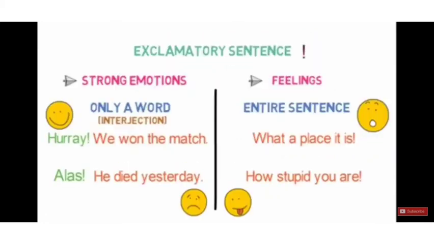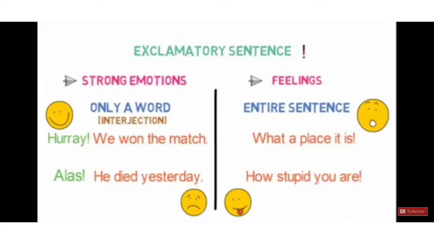Let's get started. First, let's understand what is an exclamatory sentence. An exclamatory sentence expresses strong emotion or feelings. They end with an exclamation mark. And it can be divided into two categories. One is only a word. And second one is the entire sentence is in exclamatory form. Only one exclamatory word is called an interjection.